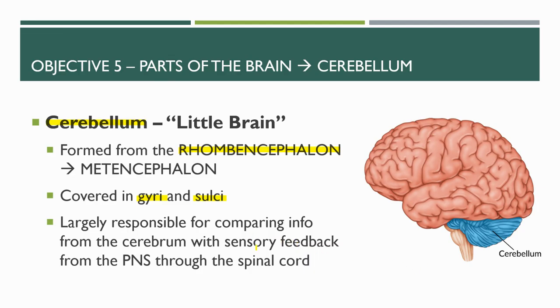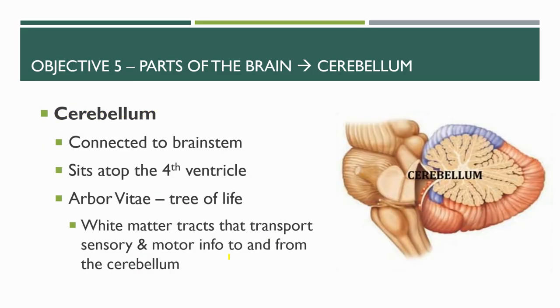And so the cerebellum is very much responsible for kind of analyzing information. So it kind of takes the information from the cerebrum, and it takes the sensory information from the peripheral nervous system, and it kind of compares the two and helps us adjust. So its main job is going to be kind of balance and motor coordination. So it is connected to the brain stem, kind of sits on top of that fourth ventricle, which we're going to talk about in part 2, and so that's this cavity here.